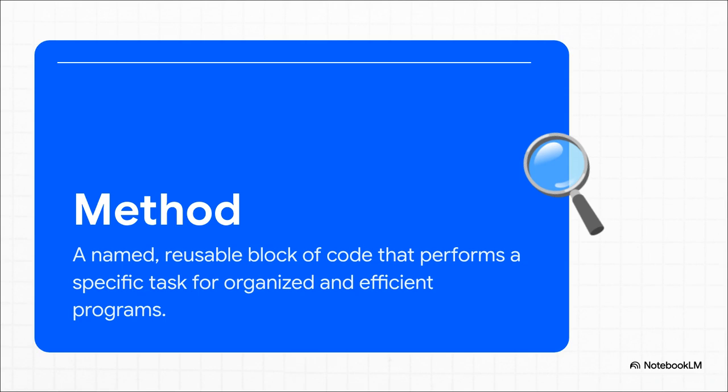Think of it like this. It's a specialized tool. You wouldn't rebuild a hammer every single time you needed to hit a nail, right? Would you? Of course not. You just grab the hammer. That's what a method is. It's a named chunk of code that does one specific thing, and you can just call on it whenever you need it. This is how we build clean, smart, and really powerful programs.